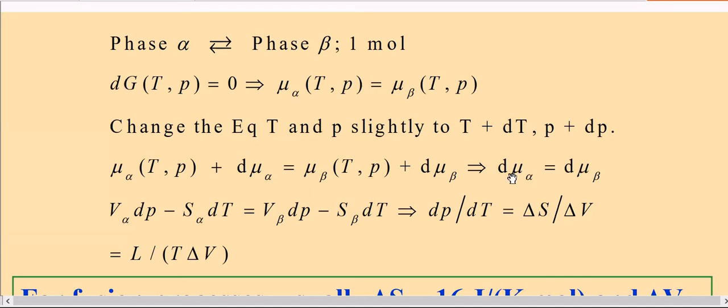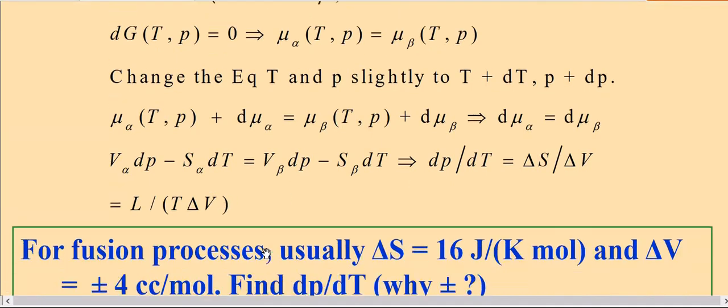Now, what is d mu? It is d G bar basically. Since we considered 1 mole, it is dG. So V alpha dP minus S alpha dT, and here also V beta dP minus S beta dT for the beta phase. They are equal. So from here you get dP/dT, which is delta S by delta V. And delta S is L by T, so naturally it is L by T delta V.